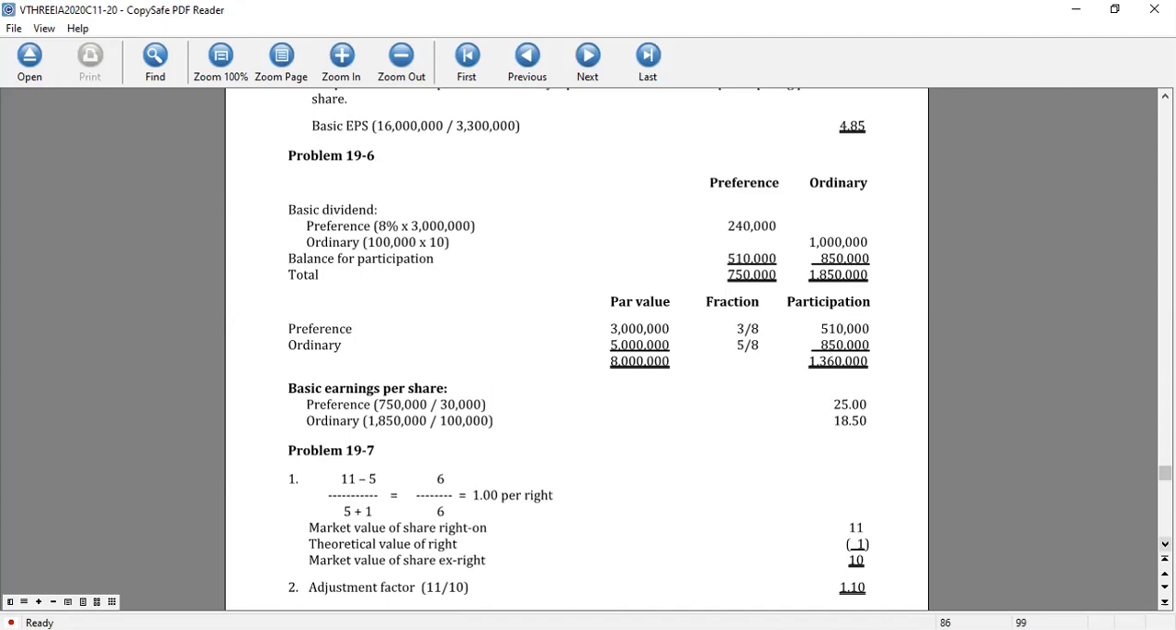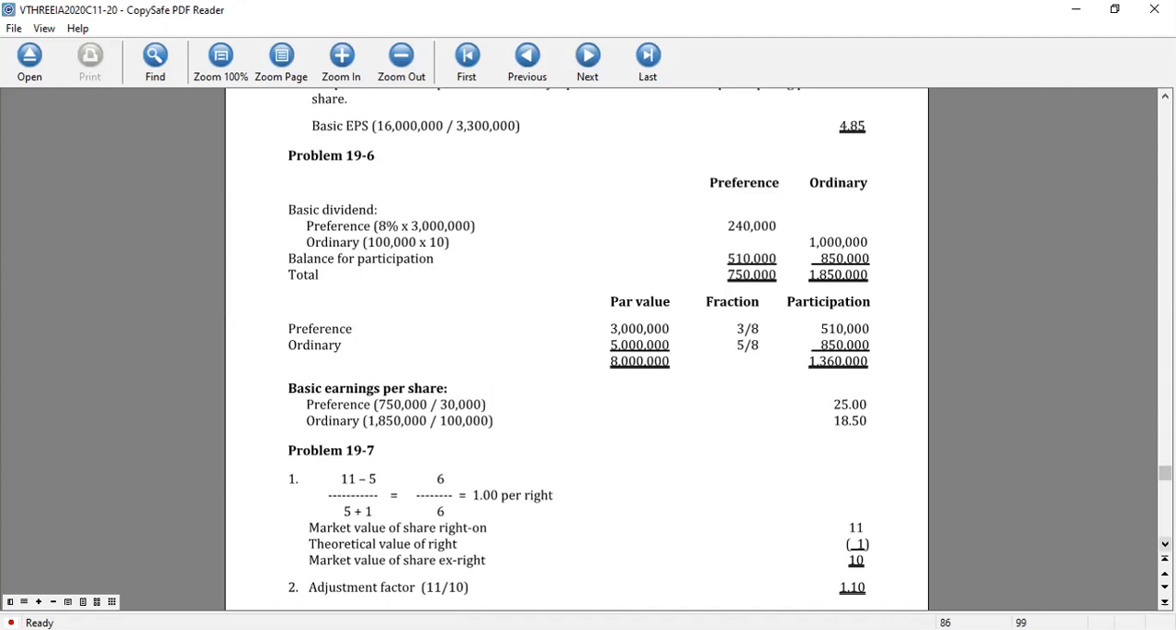So the total of 1,240,000. We have a difference of 1,360,000. That was the balance for participation. So the basic earnings per share for preference, it's 750,000 divided by 30,000 shares.